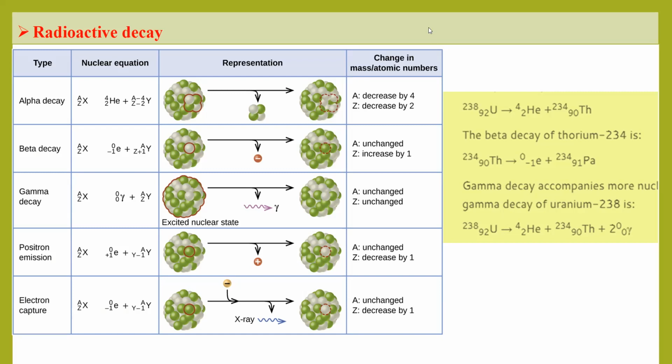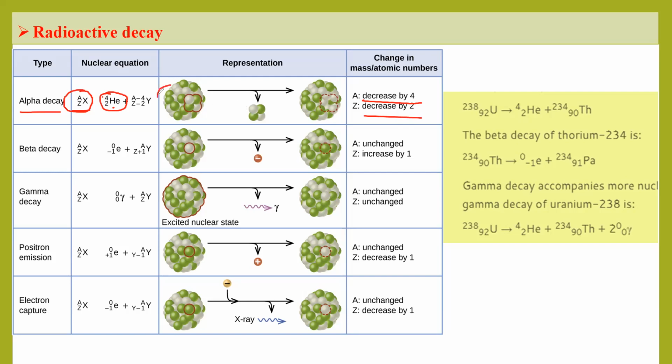Now again, we have to understand what happens when alpha, beta, and gamma radiations are released. When a nucleus undergoes alpha decay, initially it has ZXA. It will decrease the mass by 4. Why? Because alpha radiation, we know, is 2He4, with 2 protons and mass number 4. So the mass number will be decreased by 4, and the Z proton number or atomic number will be decreased by 2. It happens after alpha decay.